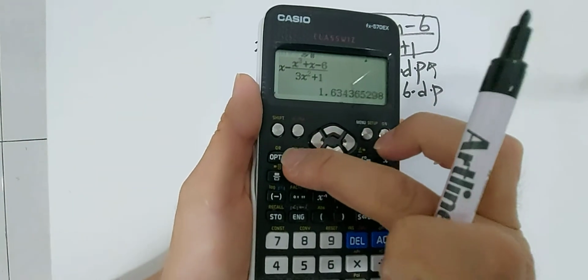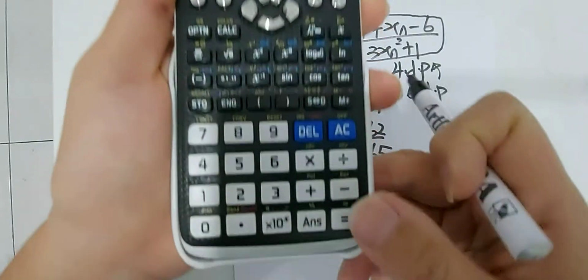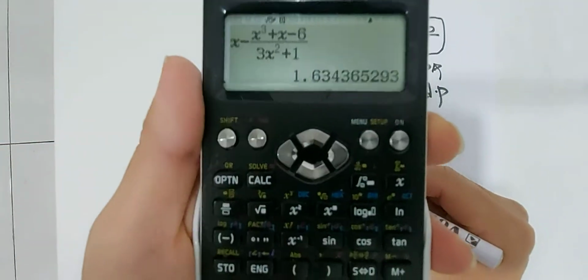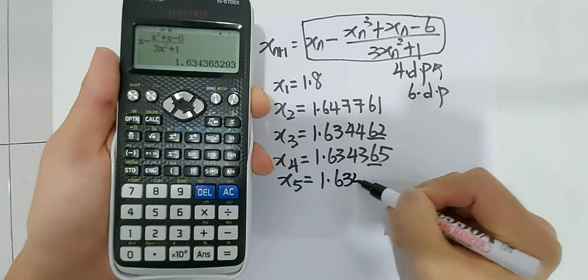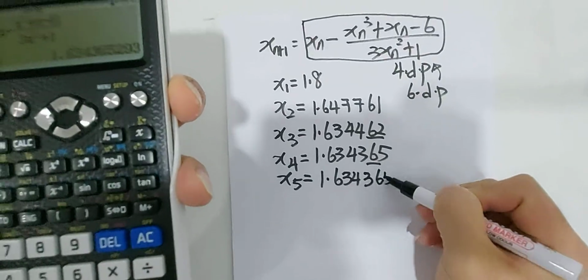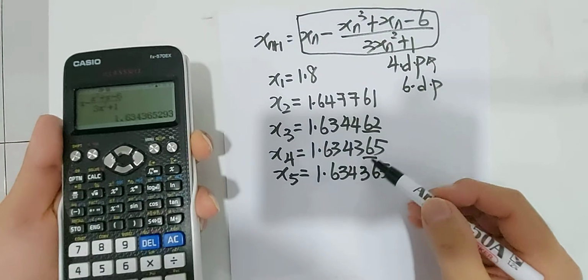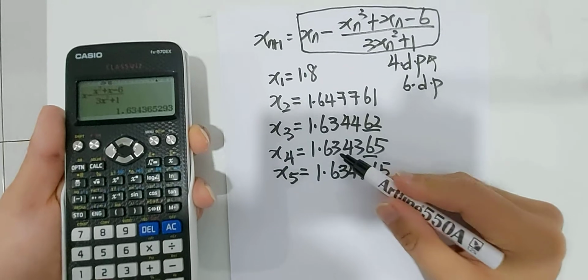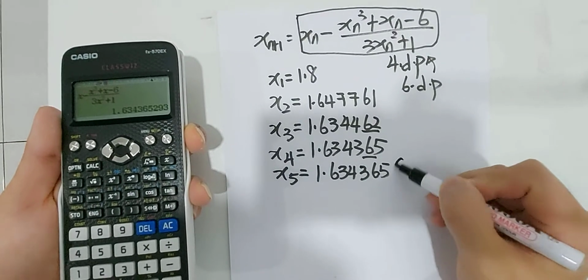So now we repeat the same steps: calculate, answer, then press double equal 1, 2. Okay, we record the value. This is my x5, 1.634365. If you look at this, it's already constant, right? If you round off, this is exactly the same, 1.6344. So we have to stop here.